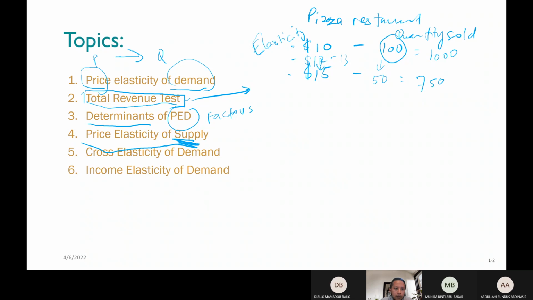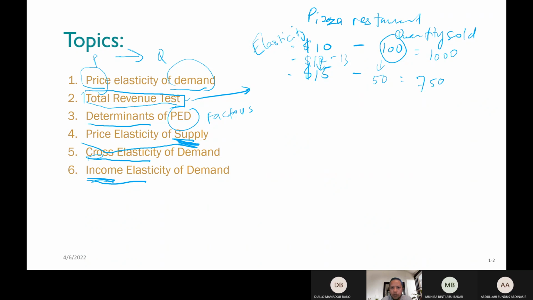Number 5 is cross elasticity of demand, and finally income elasticity of demand. Income elasticity looks at the effects of our income on demand, and cross elasticity of demand looks at the effect of the prices of different goods on the quantity demanded. So these are the topics that we'll go through.